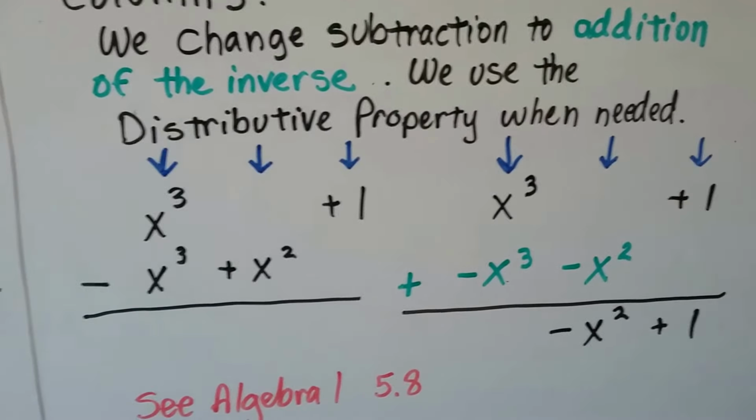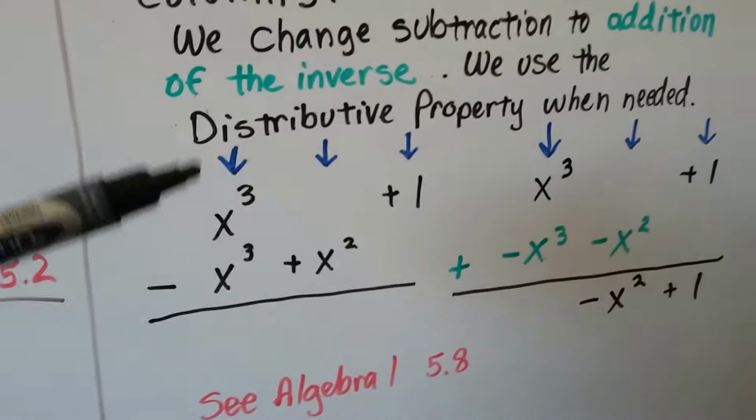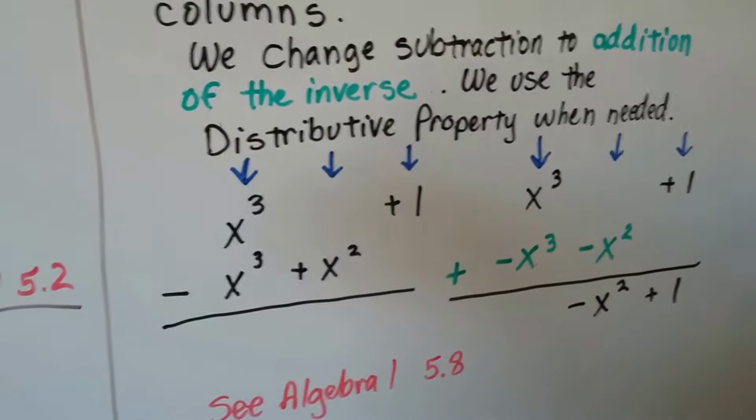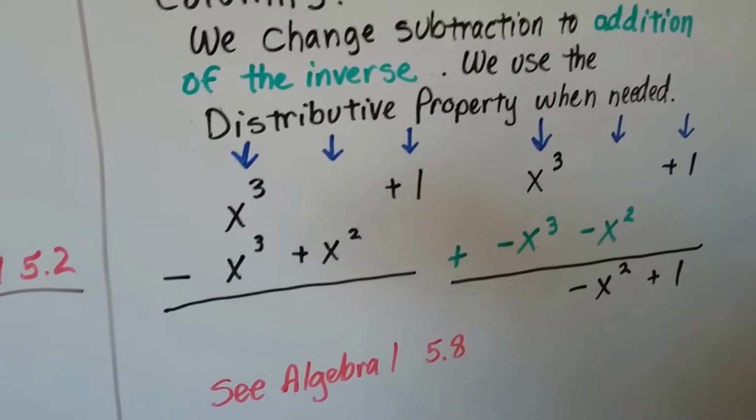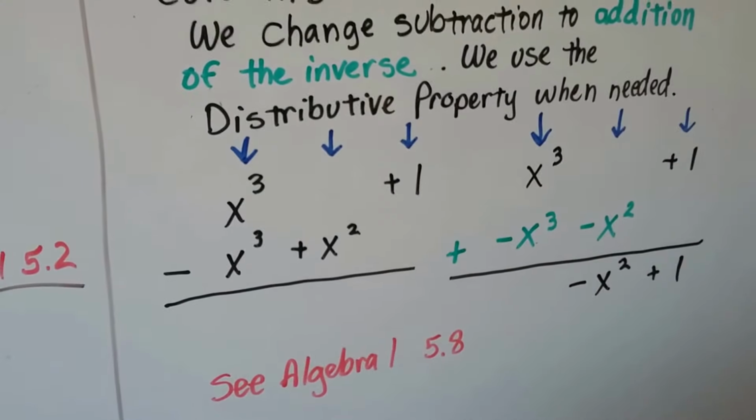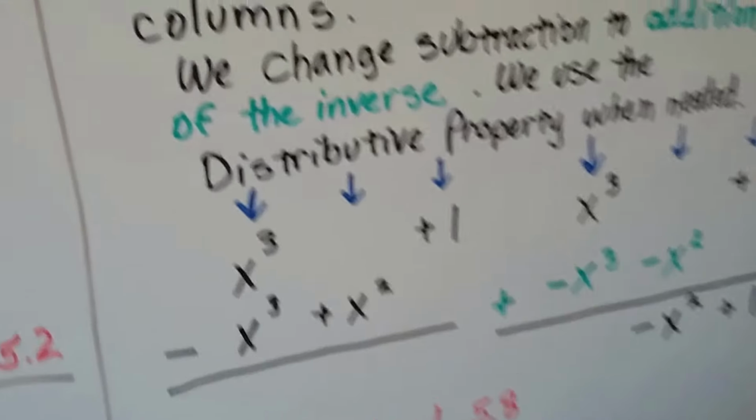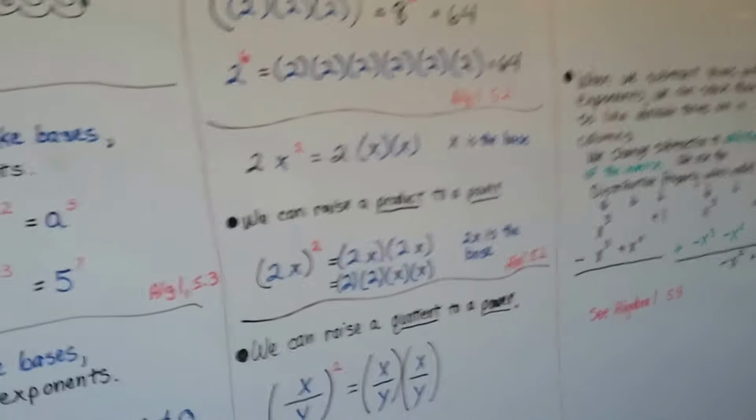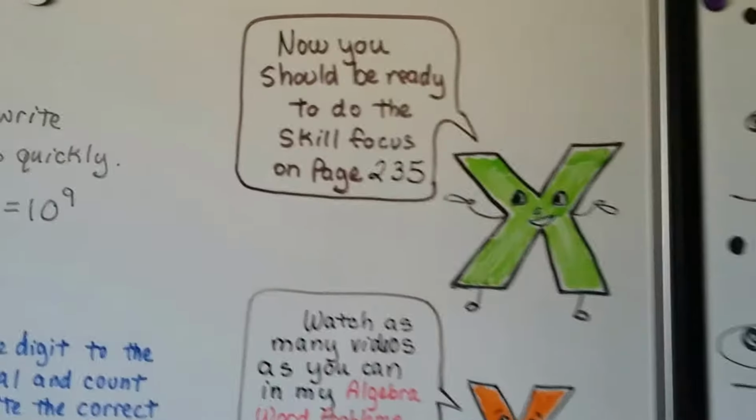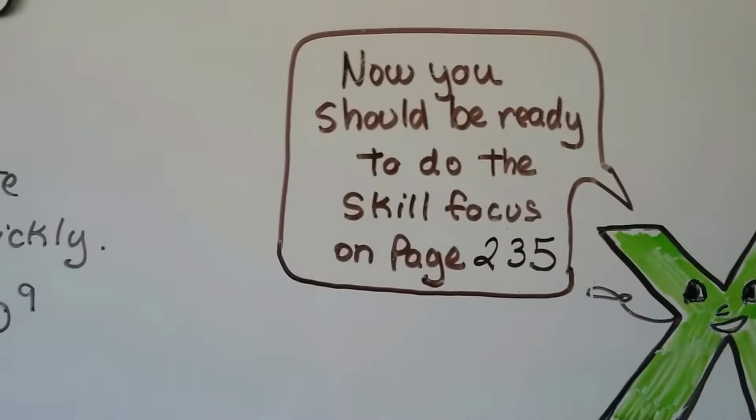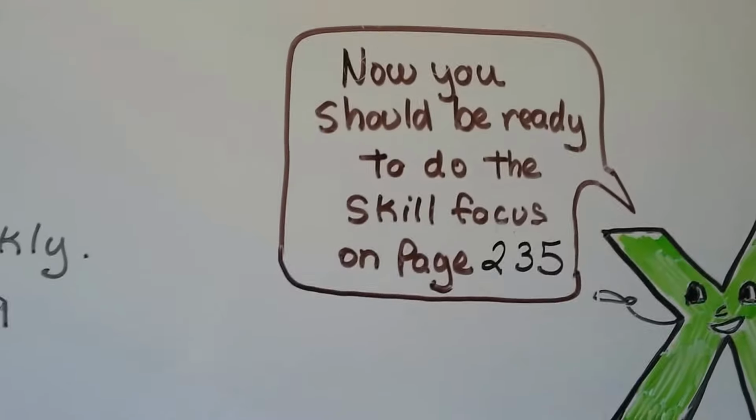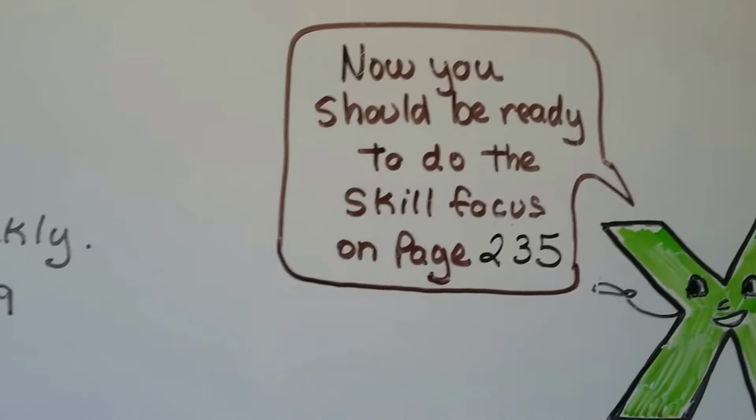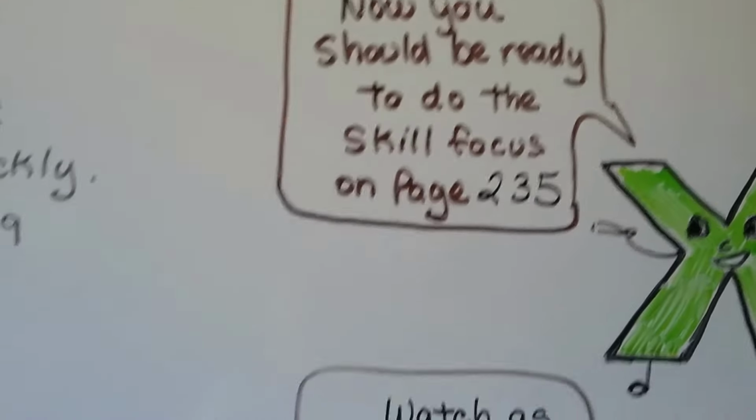Now, there's a lot more to this also, but I'm trying to show you just this little touch of it. The GED book didn't even talk about this, all right? So that's Algebra I, video 5.8, and you'll learn about adding, subtracting, multiplying, and dividing polynomials that have exponents, okay? So you should now be ready to do that skill focus on page 235, and do your best. I think you're going to be okay.